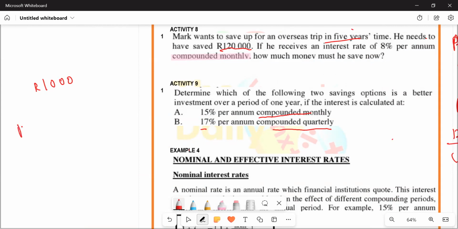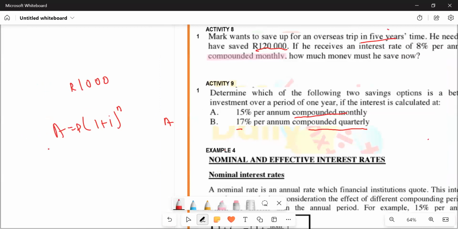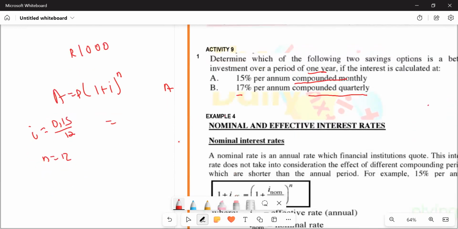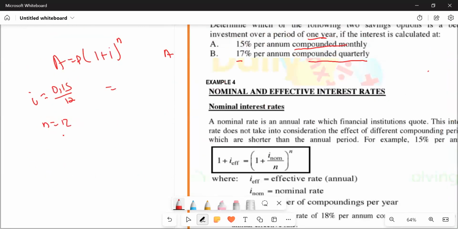So for the first one, 1,000, and then we have A, which is going to be equal to P, 1 plus I, to the power of N again. Now, what are the data for option A? Option A, you're going to have 0.15 divided by 12, which is our I, and our N is going to be 12 because they said it's 1 year, so it's 1 multiplied by 12. Okay, let's do option A first, and then we'll go to option B.